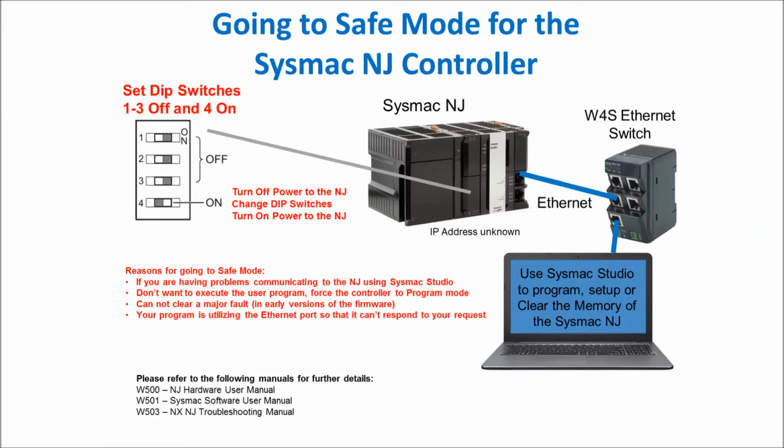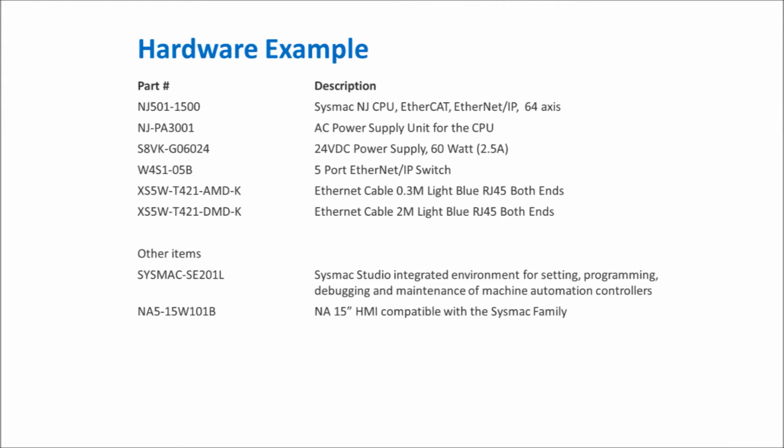The reasons for going to safe mode are if you're having problems communicating to the NJ controller using Sysmac Studio, or you don't want to execute the user program and want to force the controller to program mode. You can't clear a major fault, and that happened in some early revisions of the software. And your program is using the Ethernet port available bandwidth, and it can't respond to the request, so you're having problems communicating. The hardware that I'm using is shown here.